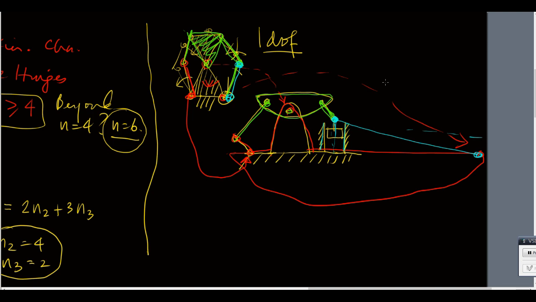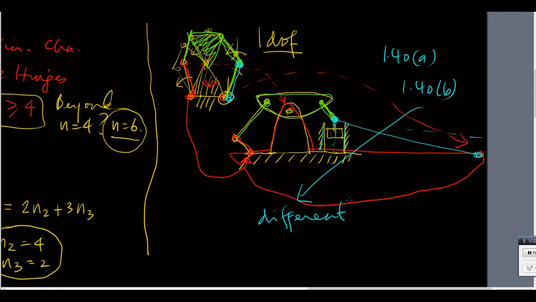This is figure 140A, and 140B has a different kinematic inversion. This has a different kinematic inversion of the same linkage, and you can think about it. All right, let's just wrap this up now.